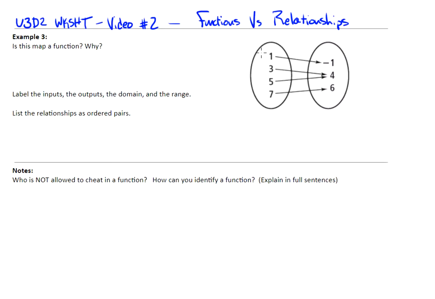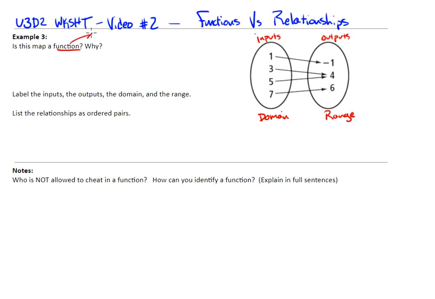Quickly, I know that my first side here is going to be the input side. So, let's label this as my inputs. And this over here is going to be my outputs. Now the collection of all inputs is called the domain. And the collection of all outputs is called the range. So our first question is, is this a function?